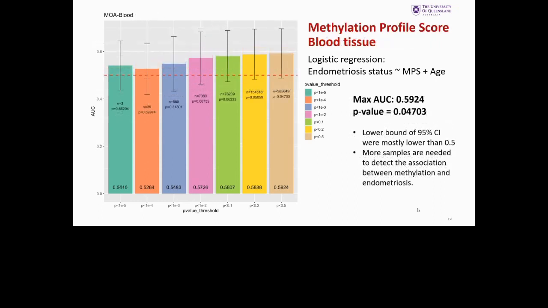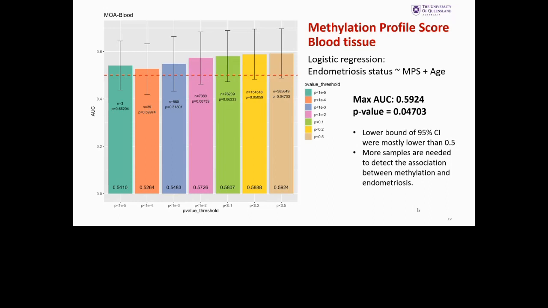And this is the performance of my methylation profile score derived from blood tissue samples. Although we have a fairly good AUC and a p-value less than 0.05, if you look at the lower bound of our 95% confidence interval for most of our AUC over here, most of them are less than 0.5. So what this means is that all of our models over here are not performing really well.